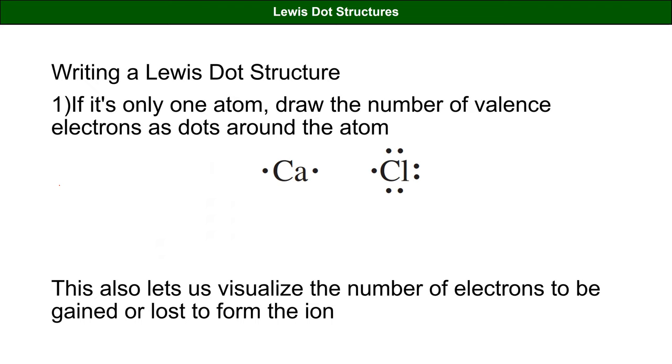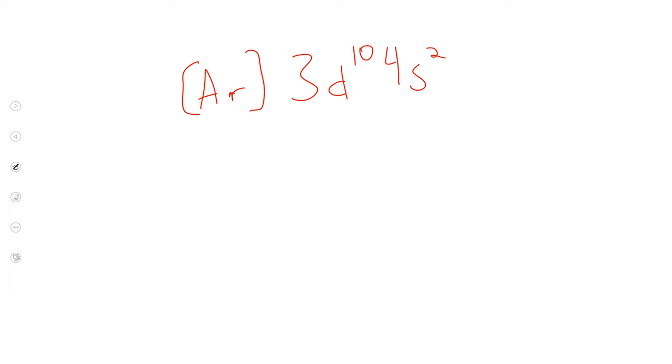We've already seen that that's not necessarily the case, especially for metals, because if we looked at the electron configuration for the zinc ion, we would get argon as our abbreviation, then 3d10 4s2, or the other way around. That would be for neutral zinc. So for zinc 2+, we're going to lose those 4s electrons, which means the valence is now n equals 3.